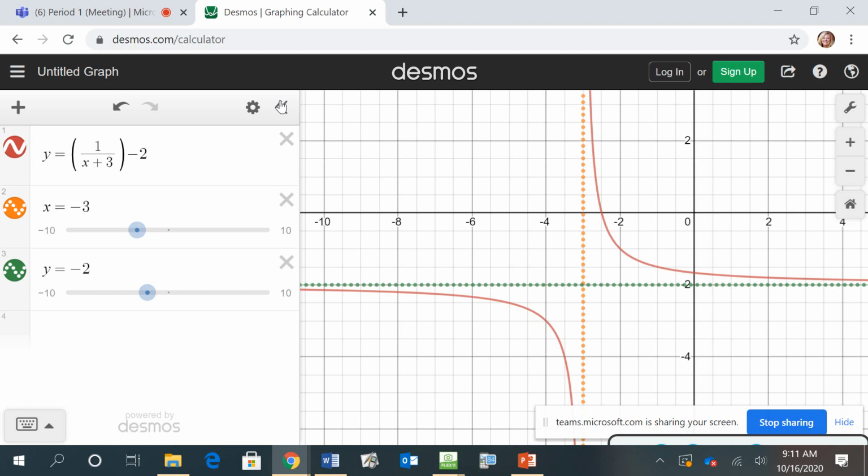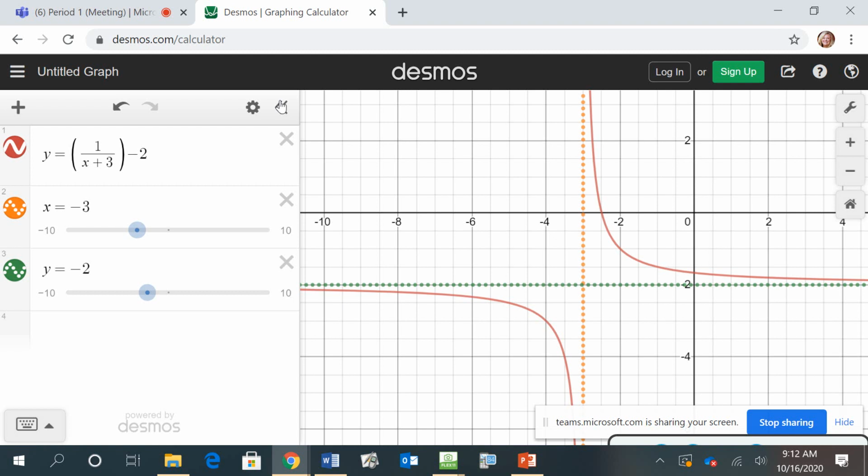The green in this particular graph goes from left to right. So from left to right is horizontal, okay? It cuts through the y-axis at -2. That's why we have y equals -2. And the orange cuts through the x-axis at -3, and that's why we have it labeled as the equation x equals -3. Now, what does the orange and the green line do?